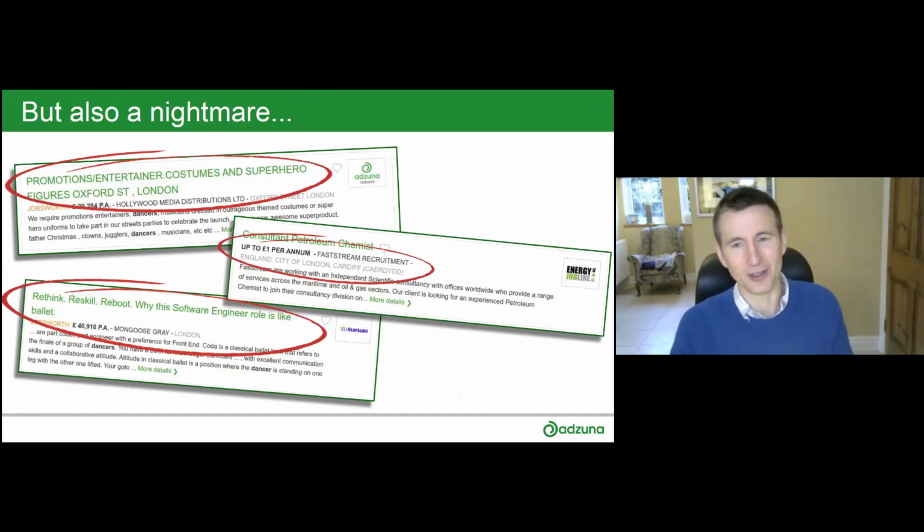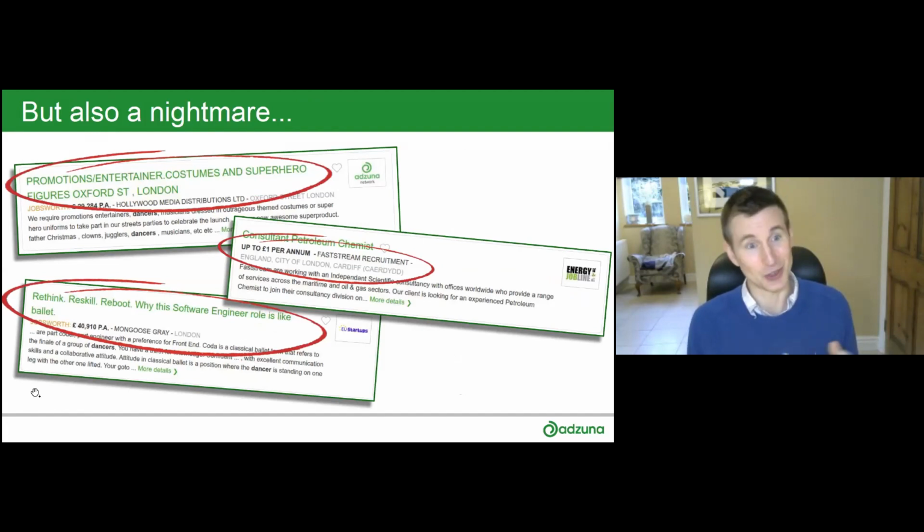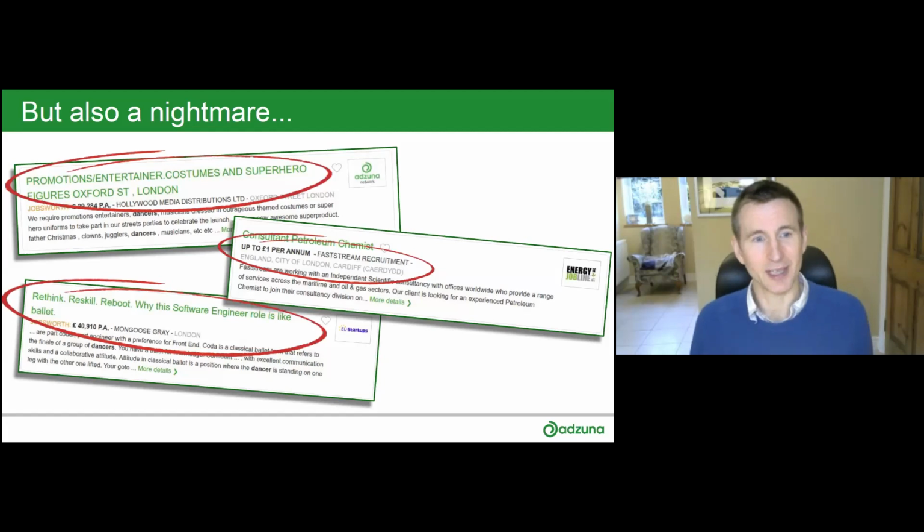I don't know if you can read this okay on the slide, but the two on the left are just fun live examples I pulled off just a few days ago from Adzuna, where the job title is, I guess as a human you can make sense of it, but it's pretty messy from a data perspective. I don't really even know what that first one's all about. And then on the right, where it's a consultant petroleum chemist, there's a couple of quirks there which are unfortunately not that unusual. So we've got clearly some kind of typo in the salary, up to £1 a year, very generous. And then the location is also quite fun: England, City of London, you think, okay, London, and then Cardiff. And they've even put Cardiff in Welsh there, I think. So you get the idea. It's this kind of mess of data.